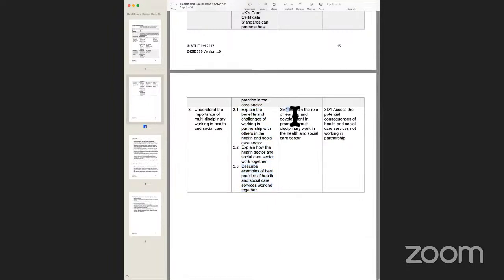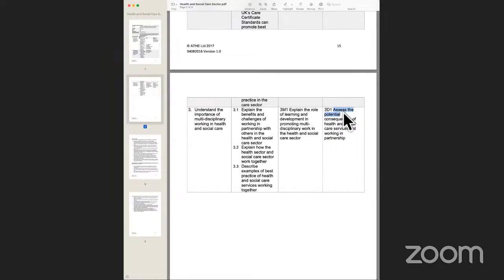And here, explaining the role of learning means it is asking you to specifically explain something. So it is increased in complexity. And then you have assessing the potential. That means you have to give relevant arguments, positives and negatives have to be discussed, advantages and disadvantages have to be discussed, and then you have to come to a conclusion.